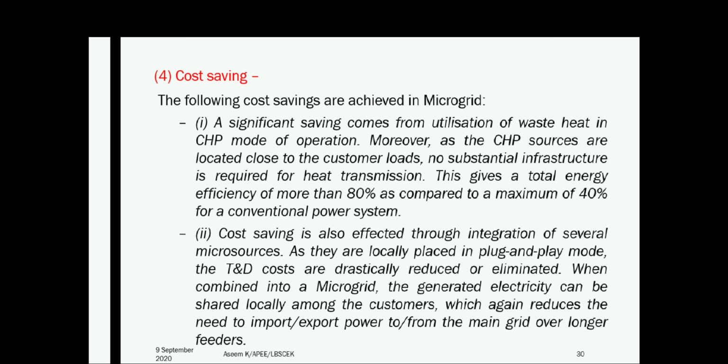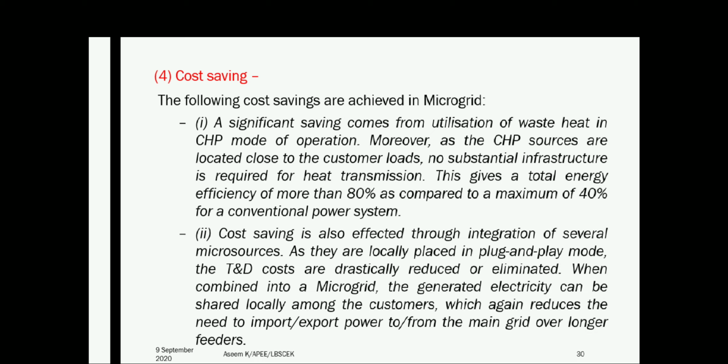A significant saving comes from the utilization of waste heat. That is, combined heat and power production is possible in distributed energy resources. If there is a heat loss, you can recover it and make it useful for some heat loads, so that the entire efficiency of the power conversion system can be improved. And as the CHP sources are located close to the customer's load, no substantial infrastructure is required for heat transmission.